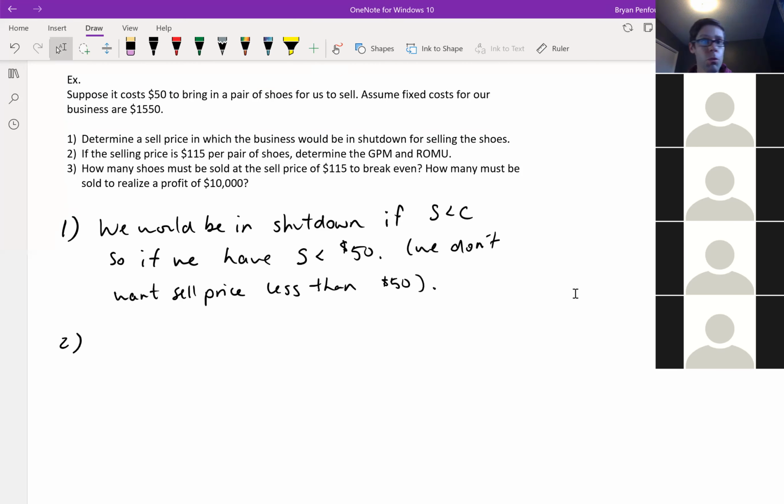Okay, in part two, we are given a sell price. We're going to turn around and sell our shoes for $115. A little bit of review: let's try to figure out the gross profit margin and the rate of markup. So what do we know? We know the cost is 50 bucks. We know that the selling price is now 115. Yeah, Fiona, that looks good. Those are the numbers we're looking for. Nice.